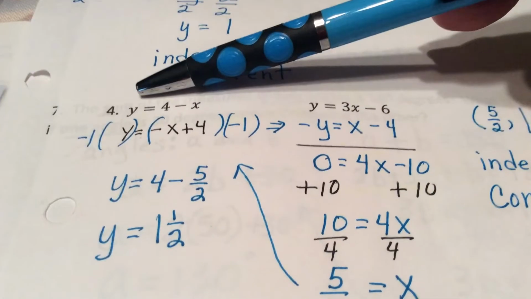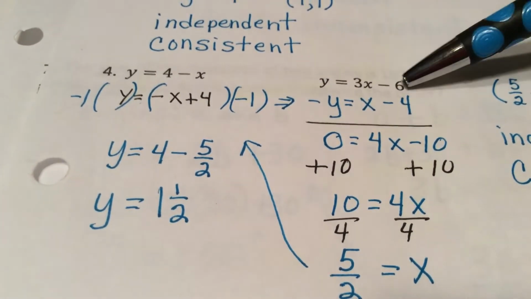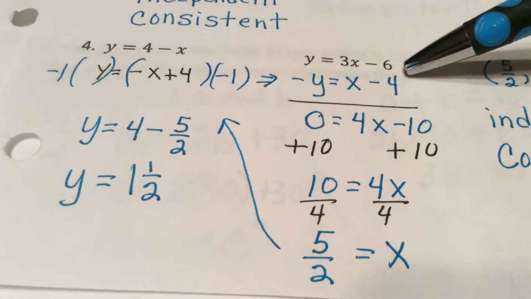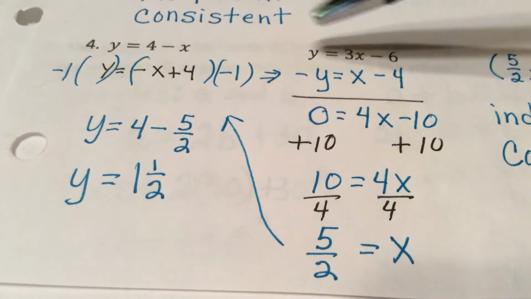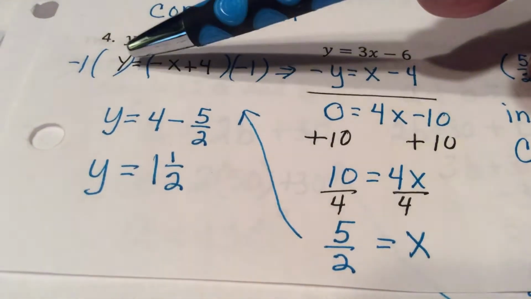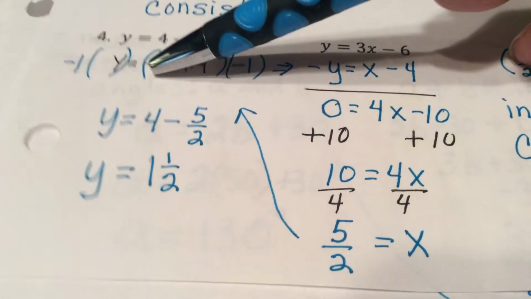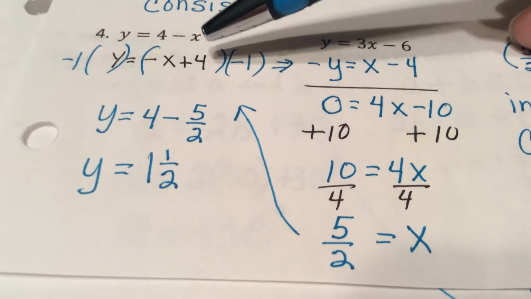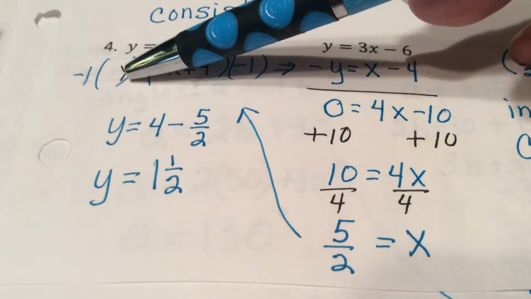Notice that this is y equals 4 minus x. This is y equals 3x minus 6. This is in slope-intercept form. We have to have them in the same order if we are going to eliminate them. So I'm going to rewrite this as y equals, I'm going to put the negative x first, plus 4. Now with that, I can eliminate my y's here.